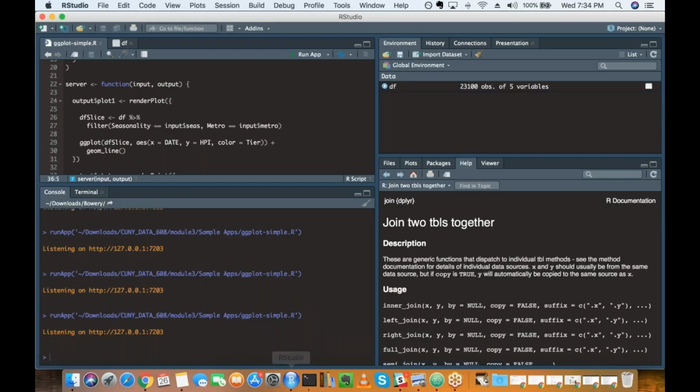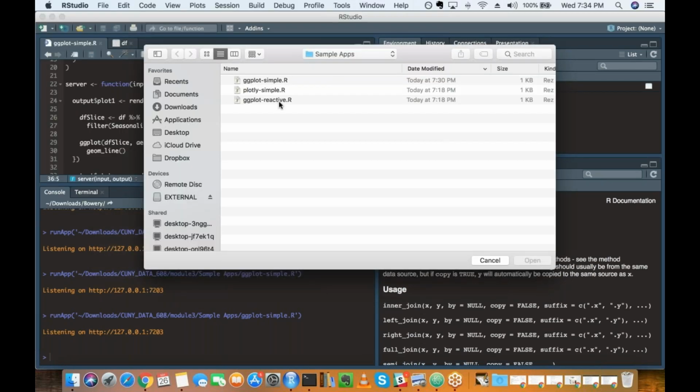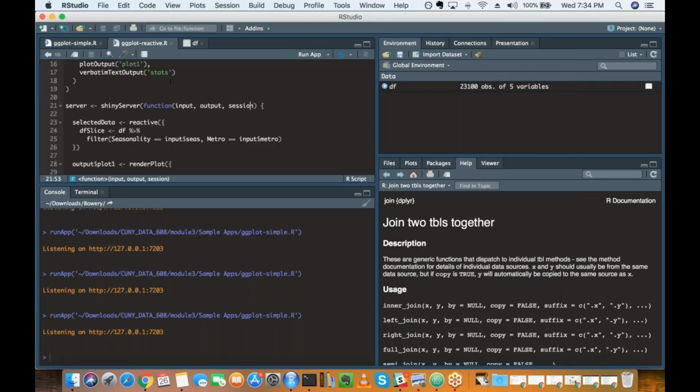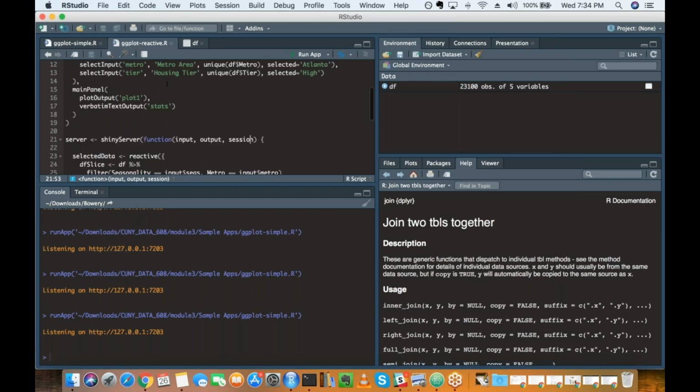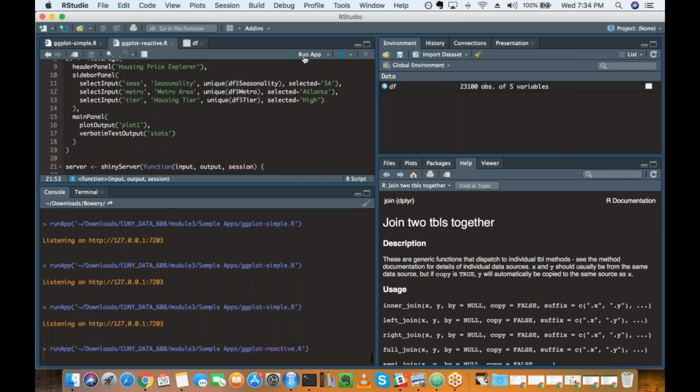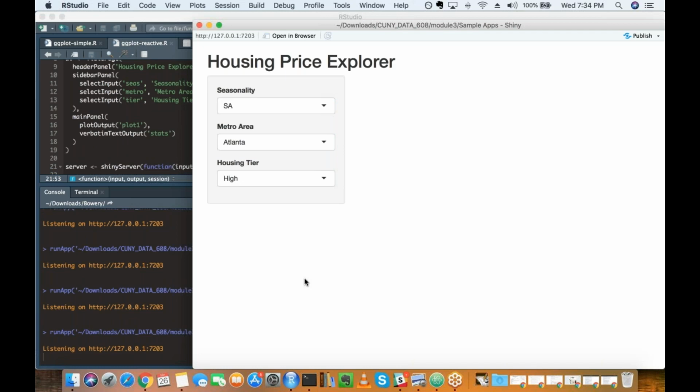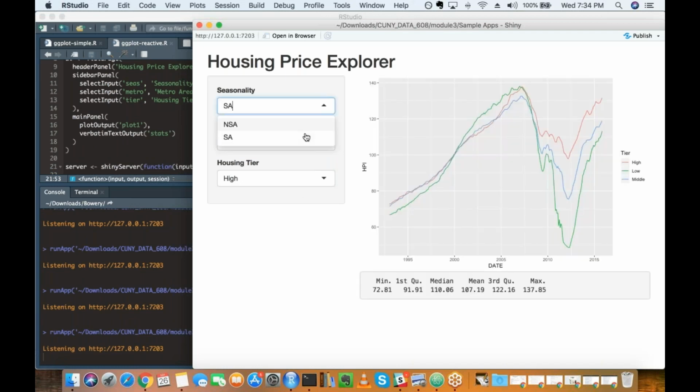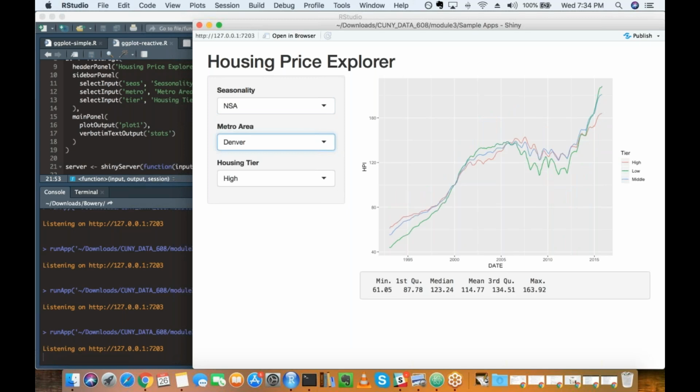So there's also another example I included here, which is called ggplot reactive. If I run this app, it's going to look exactly the same. For a simpler app, you don't really need something like this, but it's good to know as you're building more complex apps. It really helps organize yourself, and it helps make apps more efficient.